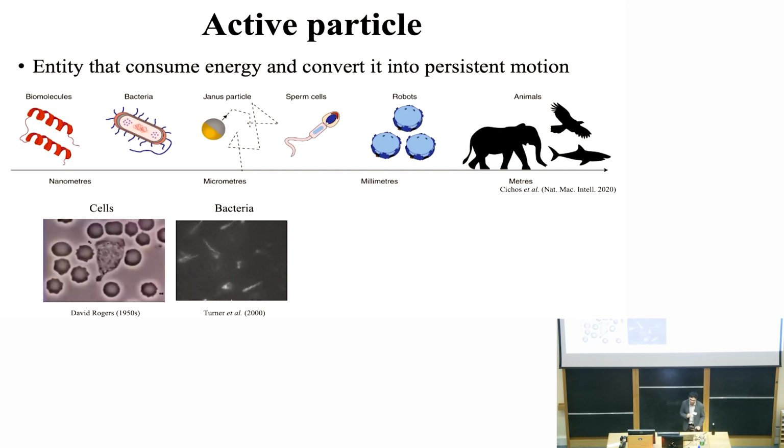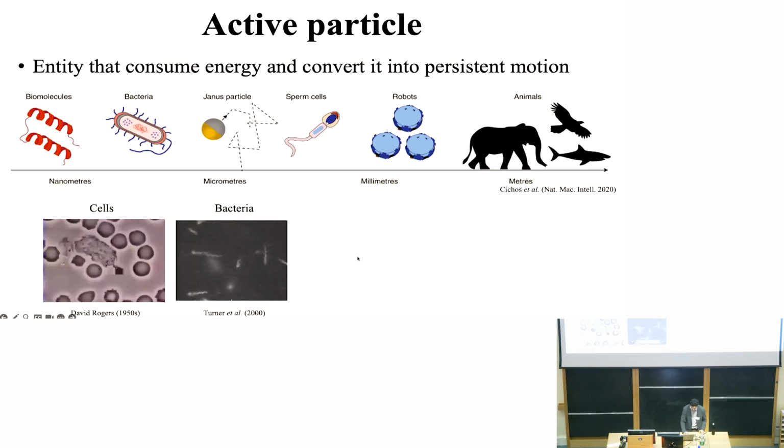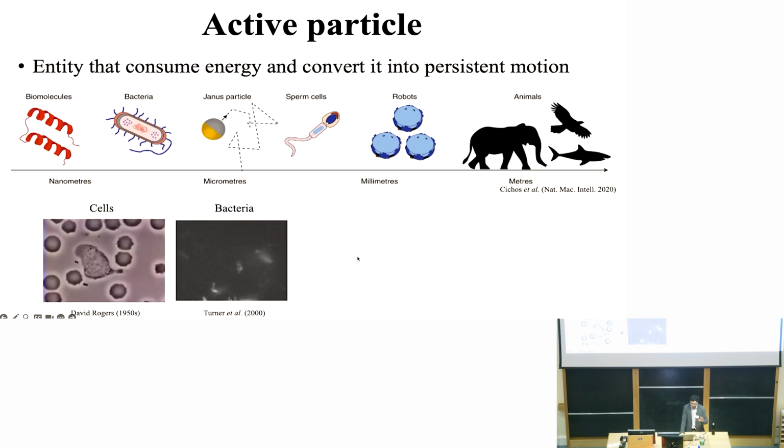Another example of a microorganism are these E. coli bacteria. These are immersed in a fluid medium, and as you see, they are self-propelling using their helical tails, and they are doing a run and tumble kind of motion. They will run in one direction for a while and then reorient themselves. These were some examples from the living world of active particles.